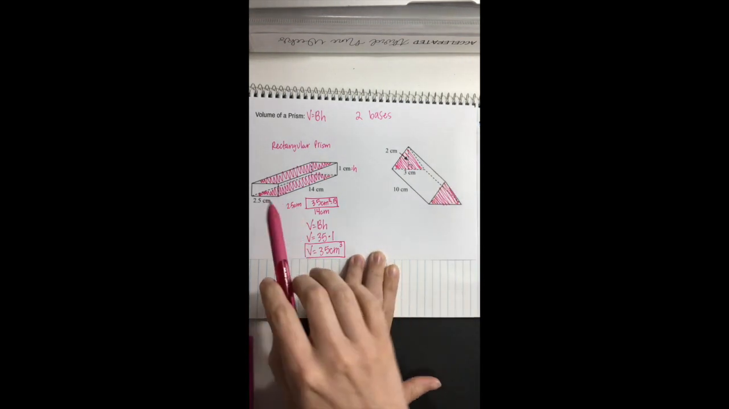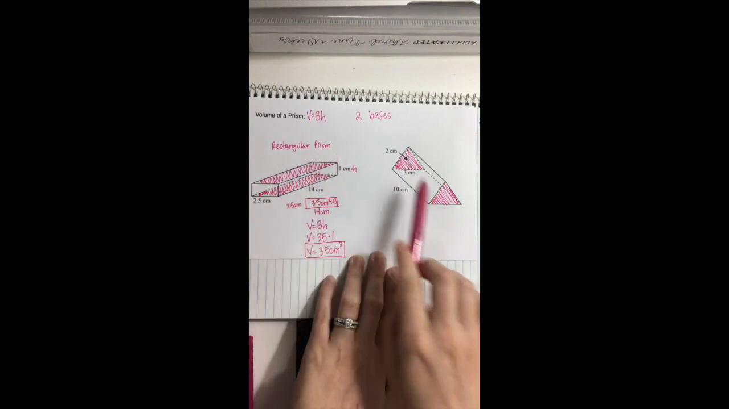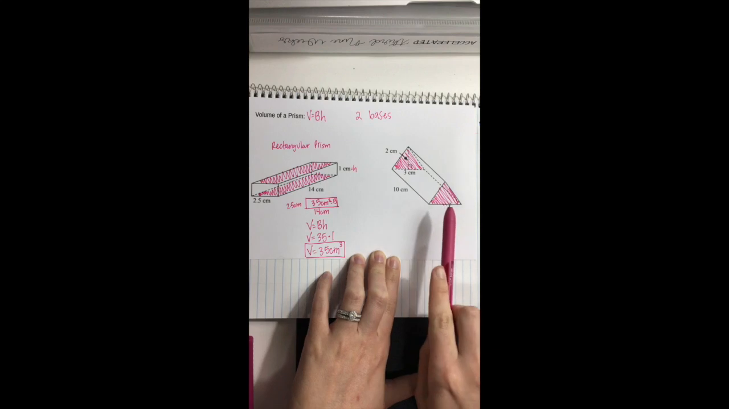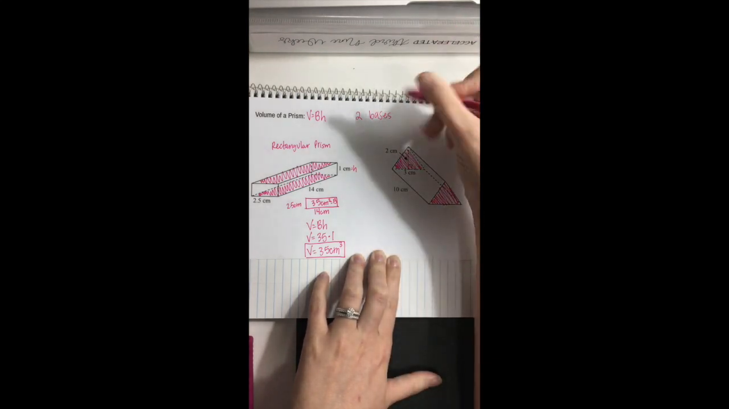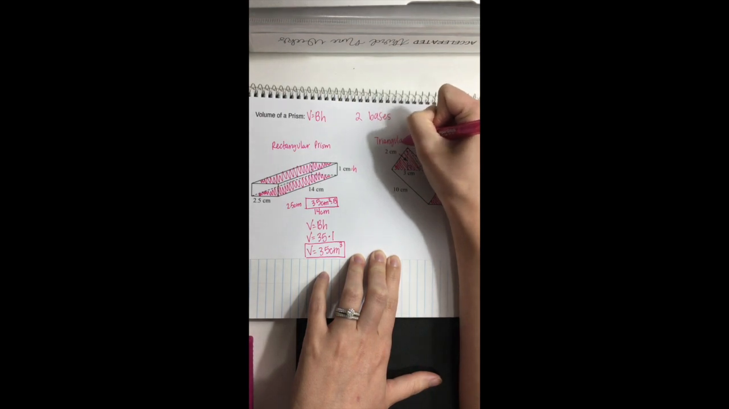Okay, so over here, the bases were rectangles, so we called it a rectangular prism. Over here, the bases are triangles, so we call this shape a triangular prism.